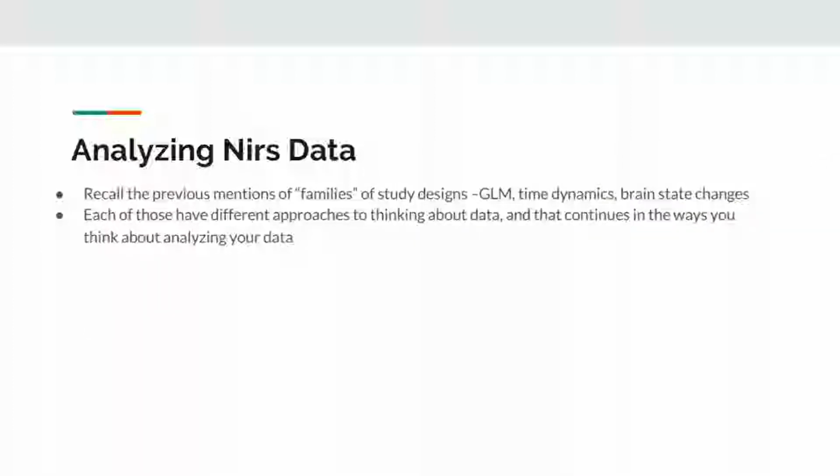So recall that in day 1 we talked about some study designs that you can think about when you're starting fNIRS research. And these come in different families like general linear modeling, time dynamics, brain state changes. And each of these have different approaches to thinking about data. And that continues in the way that you think about analyzing your data as well.